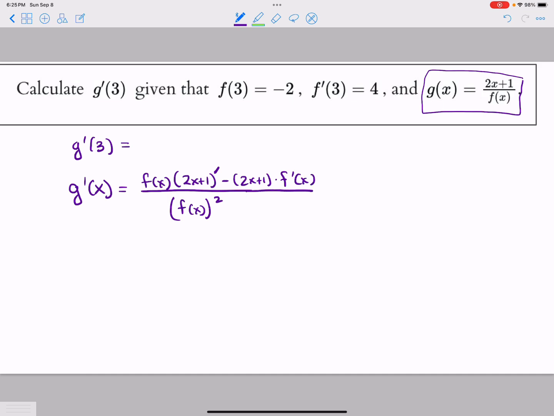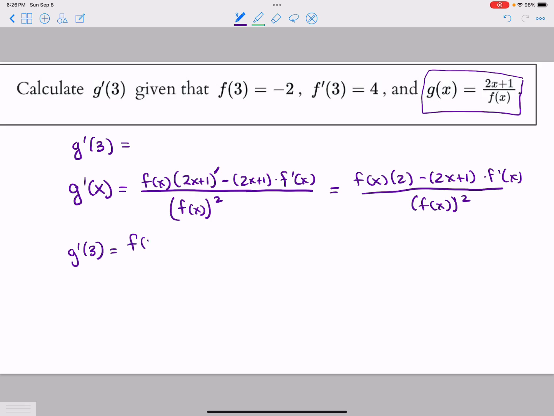I'm going to do one little simplification of this, and that's to find the derivative of the 2x plus 1. So that's just 2. Now to find the g prime of 3, I'm going to plug 3 everywhere I see an x. And now I'm going to do substitution.